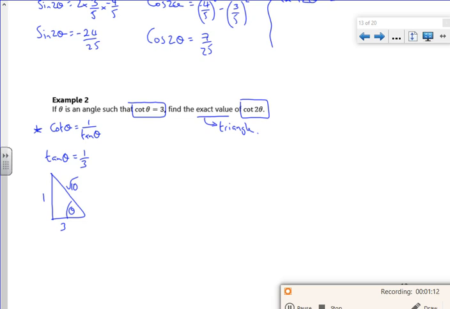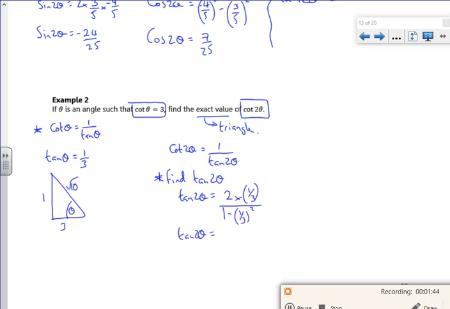So cot 2 theta now. So I know that cot 2 theta is 1 over tan 2 theta. So if I find tan 2 theta first, I don't actually need the triangle for this, do I? So tan 2 theta is 2 lots of tan theta over 1 minus tan theta squared. So tan 2 theta will give me 2 thirds over 8 over 9. I think that gives us 3 quarters. So that means then that cot 2 theta, because it's 1 over tan 2 theta, will be 4 thirds.